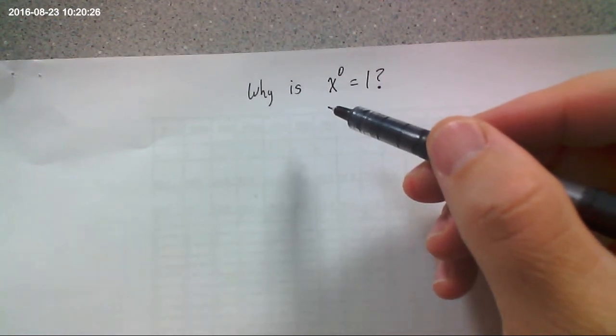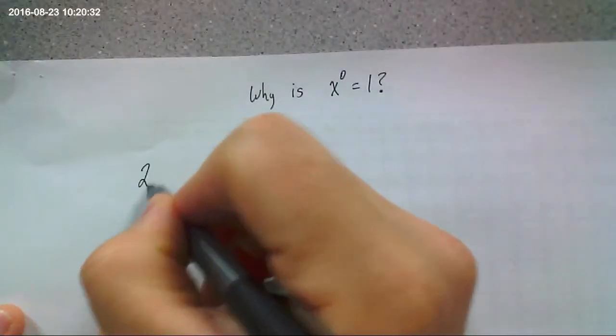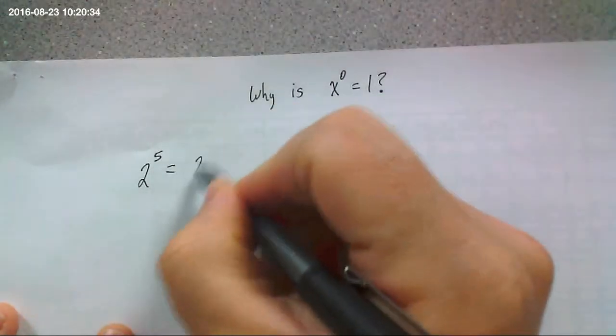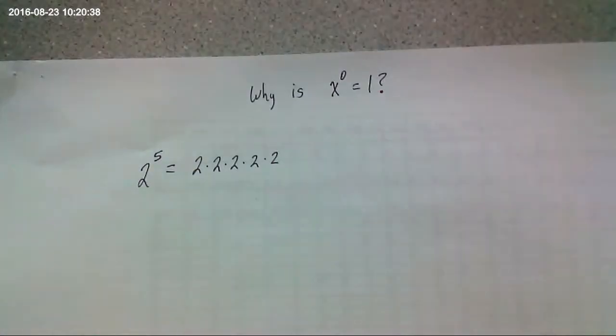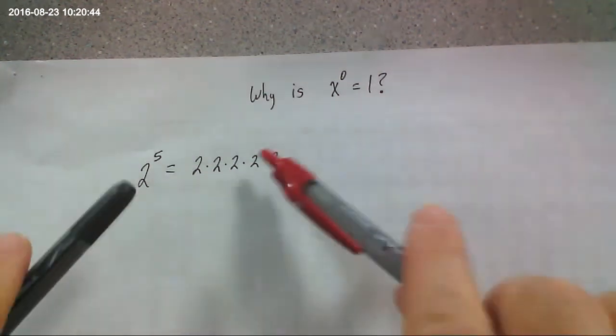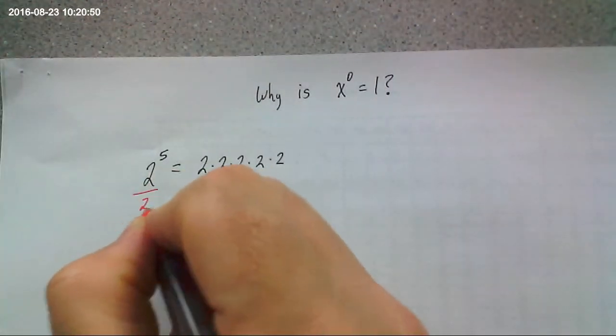So let's start off with just some things about exponents. Let's use the number 2. Okay? So would you agree that 2 to the 5th power is 5 2's? Of course, right? Okay. Now what if I took that and I divided it by 2? What would I get? What if I divided this by 2? What would I get?